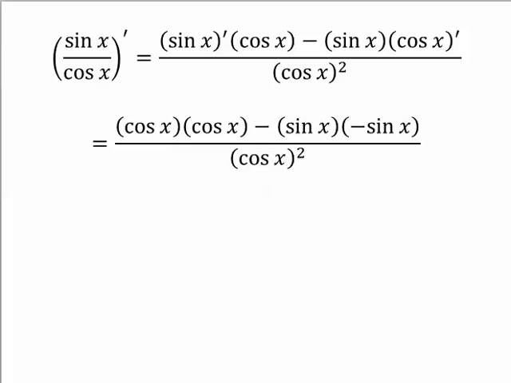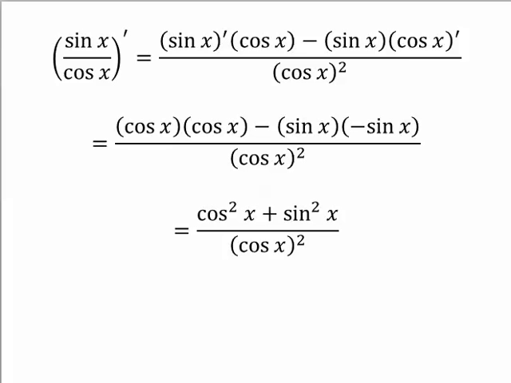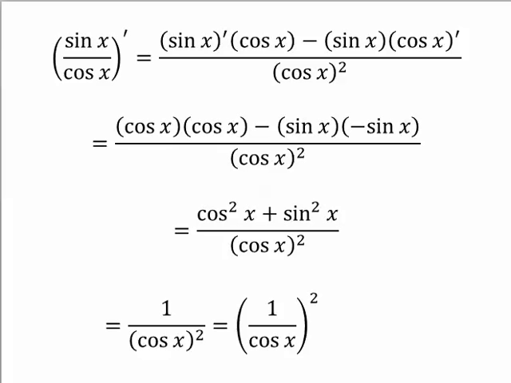Next, I'm going to simplify my numerator. I have cosine times cosine, and then I have minus sine times a negative sine. So those two negatives are going to cancel. So when I simplify the numerator, I get cosine squared plus sine squared. Now you might recall that cosine squared plus sine squared equals 1. And so this simplifies to 1 over cosine squared. And I'm going to rewrite that as 1 over cosine, the entire quotient squared, so that you can see this is the same as secant squared.